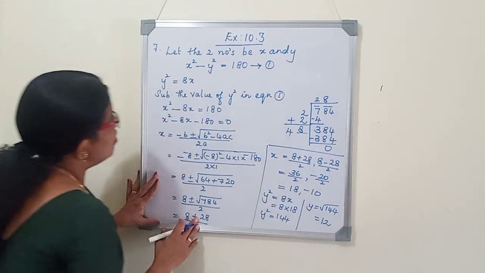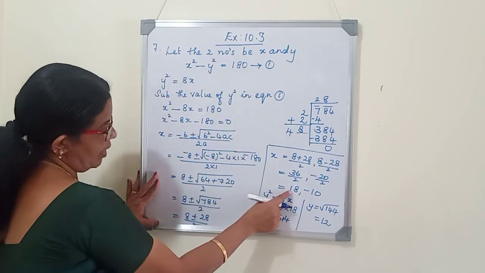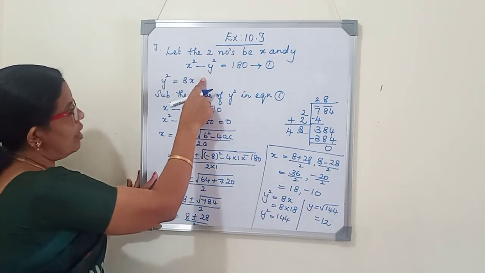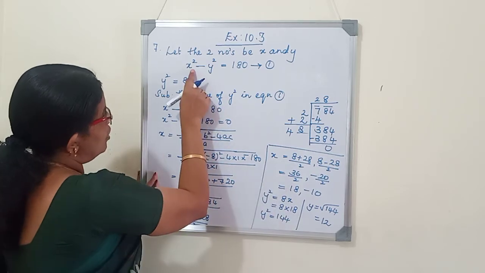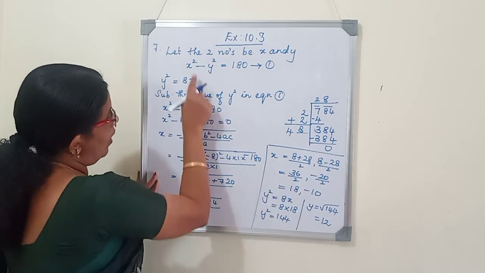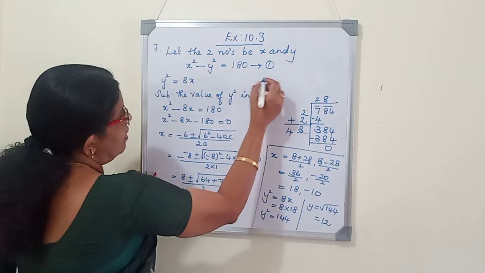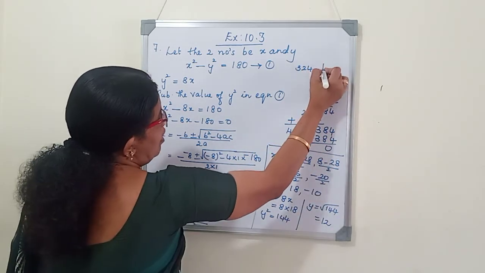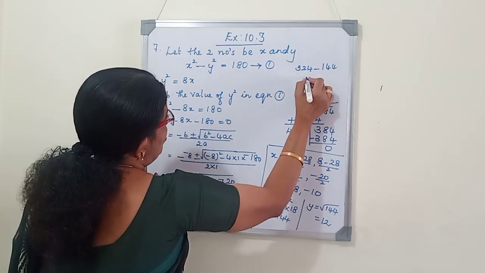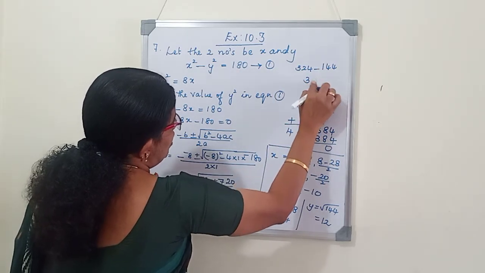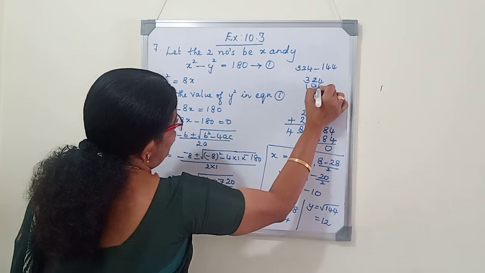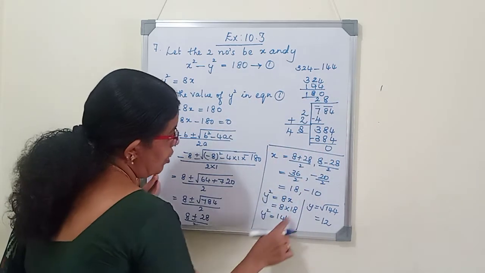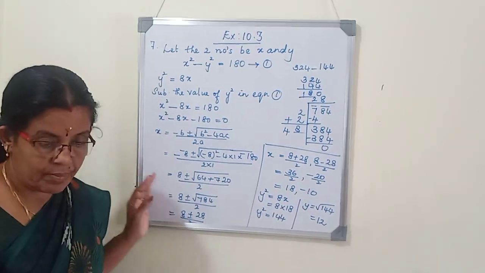Therefore the two numbers are 18 and 12. Minus 10 we cannot consider. 18 and 12 are the two numbers. If you want, you can check it. X square, 18 square, minus y square, 12 square. 18 square is 324 minus 12 square, 144. If you subtract 144, we should get 180. 324 minus 144 is 180. So the two numbers are 18 and 12.